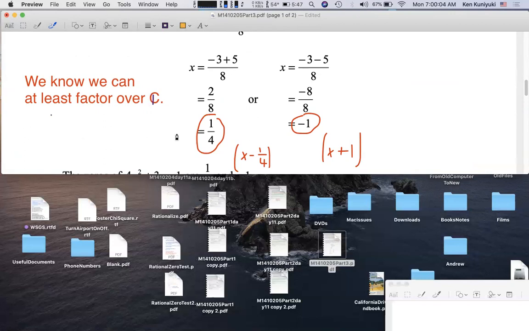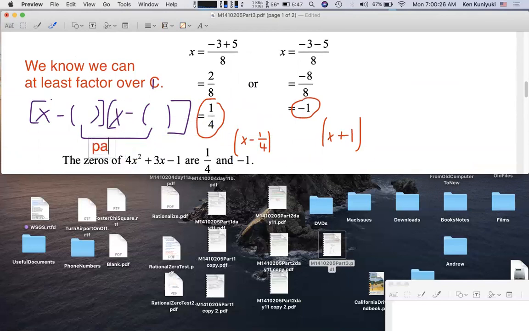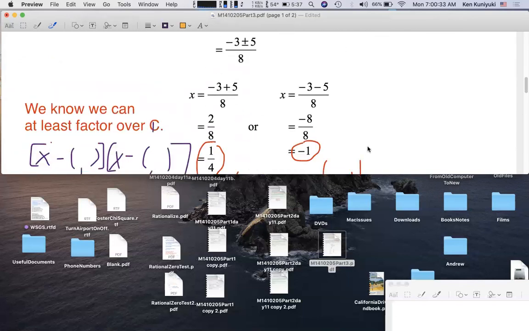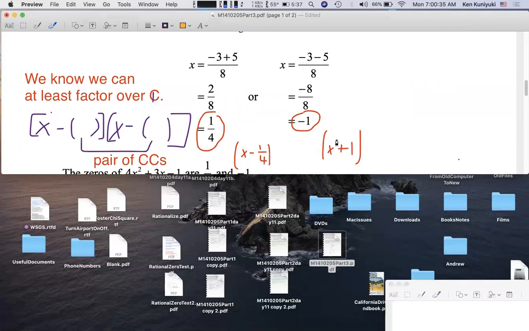And remember, if you get a pair of complex conjugates here, then the corresponding factors would be x minus one of the complex conjugates. You'll probably need grouping symbols, times the factor x minus the other complex conjugate. Again, you'll probably need grouping symbols. And we have here a pair of CCs, a pair of complex conjugates. So the quadratic formula can be helpful, in part because you do sometimes get difficult imaginary zeros.